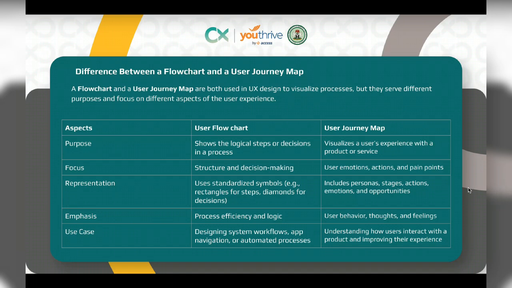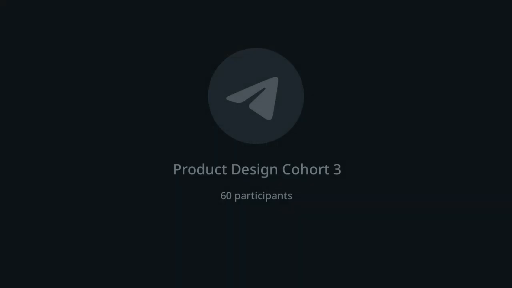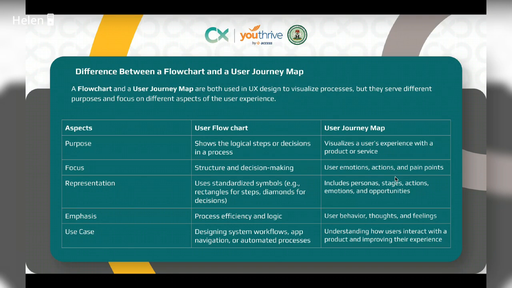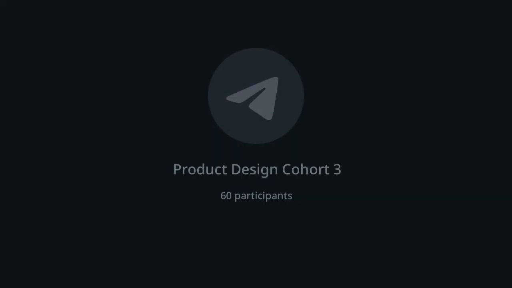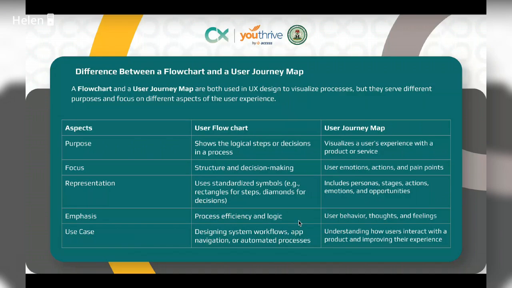For emphasis, the user journey map is all about the user behavior, their thoughts and feelings, while flowchart is efficiency and logic. For the use case, you use user journey map to understand how the user is going to interact with the product and how to improve their experience. But flowchart is like a design workflow, like a roadmap, a navigation of how your user is going to go through that app from beginning to end.